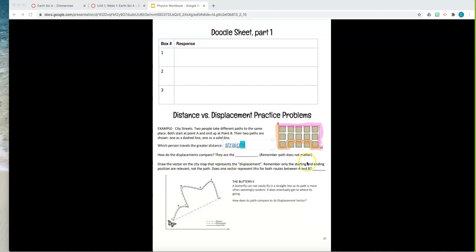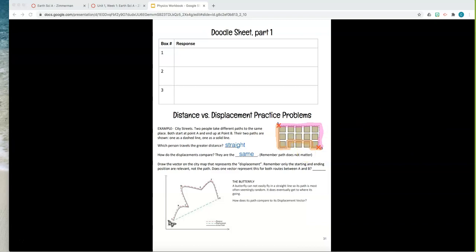And then the displacement. So the displacement again is the direct route between A and B. So if I start here and I end here in both cases, are the displacements the same or different? In this case, they are the same.